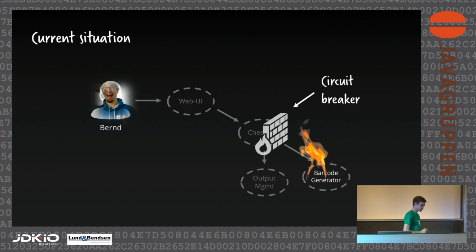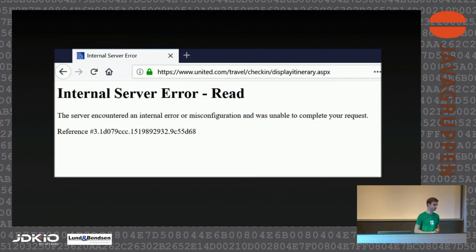Something very nice that he has seen on this website from Eurowings is that they actually put the circuit breaker pattern in place. Instead of bringing down the whole web UI and the whole website, they said, hey, we have a single service that doesn't respond. We just send an error message and show it to the end users. So they broke that into pieces, and that's quite nice. Much better than these guys.